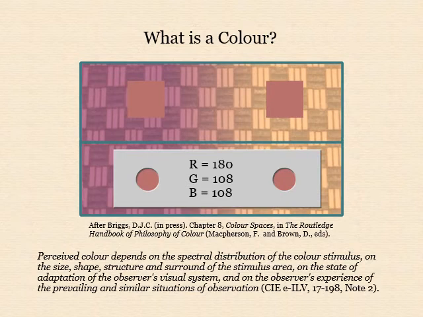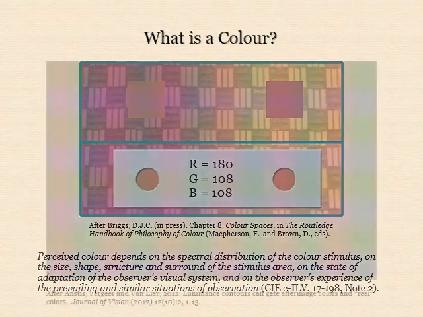Contrast phenomena are disconcerting to the so-called common sense view of colour, that colours are properties of lights and objects that our visual system simply detects. In this example, our visual system creates two different perceived colours from squares that match physically and have the same psychophysical colour specification, R180, G108, B108, one of the 16.7 million colours produced on an RGB screen. In CIE terminology, the same psychophysical colour evokes two different perceived colours.